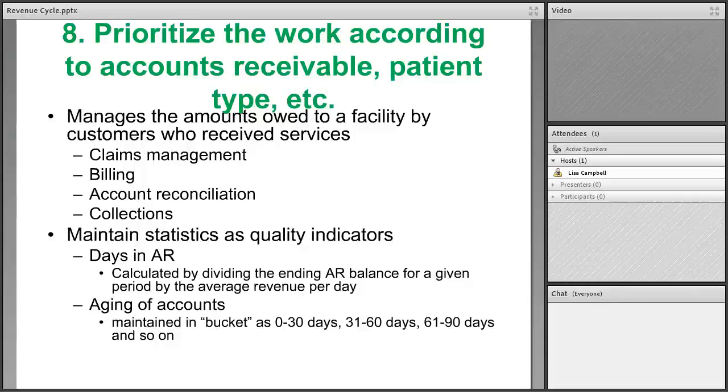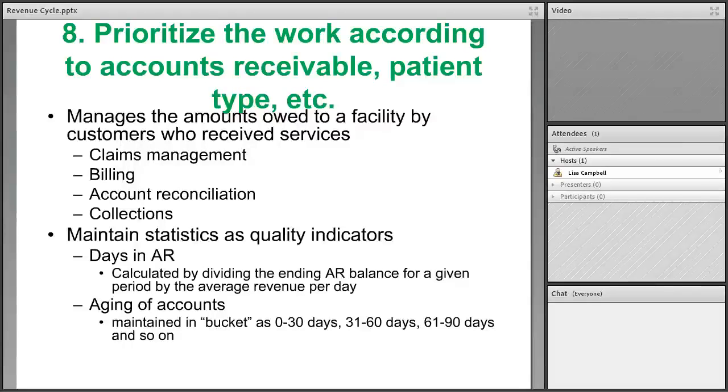Number 8, prioritize the work according to accounts receivable and patient type. So what does that mean? Well, think about it. If you have a $1 million claim, that's definitely a claim that you want to work on. Organizations have a variety of ways in which they prioritize the work. I've listed a couple of things here for you on the slide, such as looking at how old the account is. That's known as the age of the account.